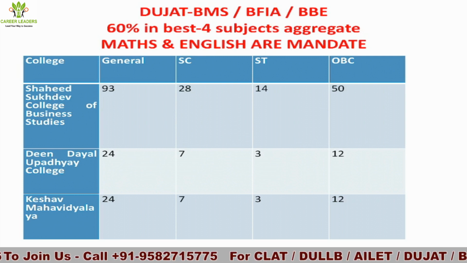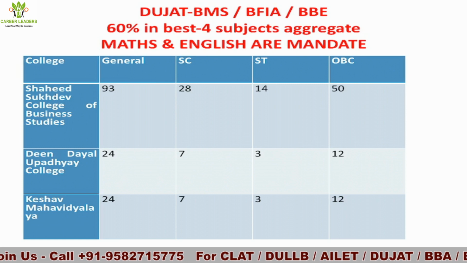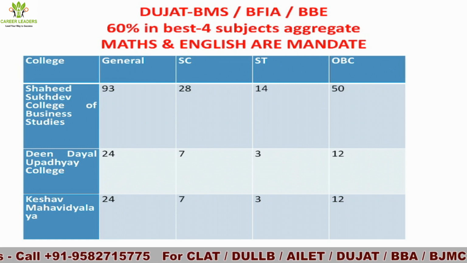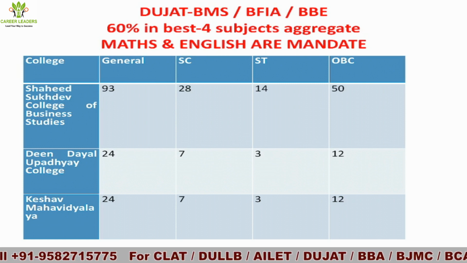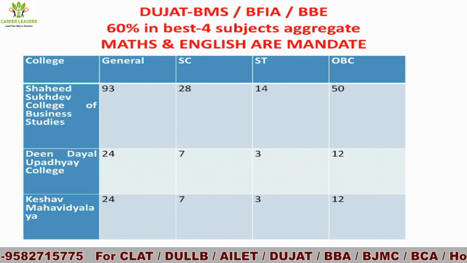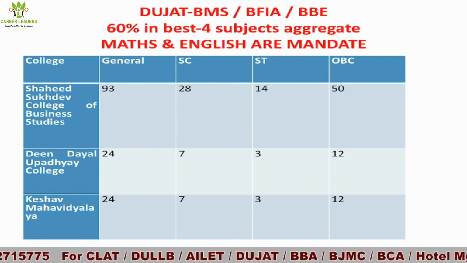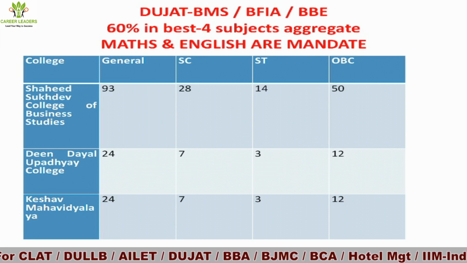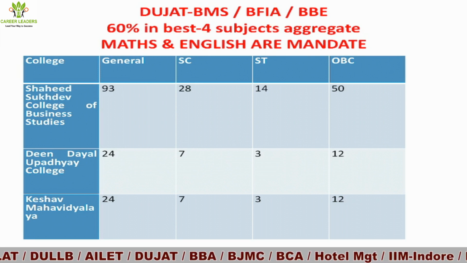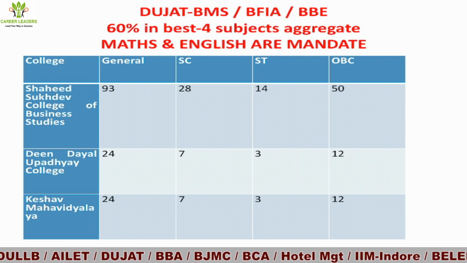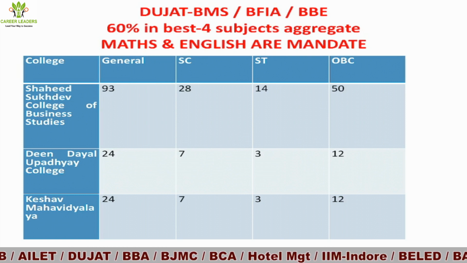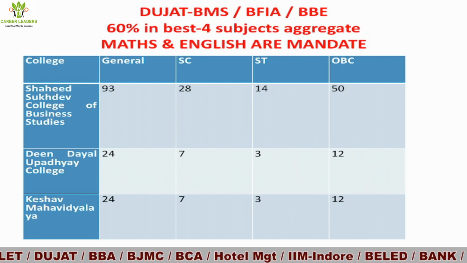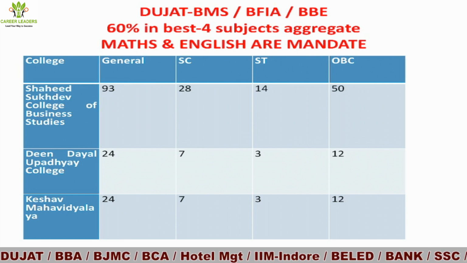BMS stands for Bachelor's in Management Studies, which is equivalent to BBA. BFIA is BBA in Financial and Investment Analysis, where from day 1 you would have your specialization in the field of finance, and BBE is Bachelor in Business Economics. Here you are going to learn business economics, which is practical economics utilized in corporates.